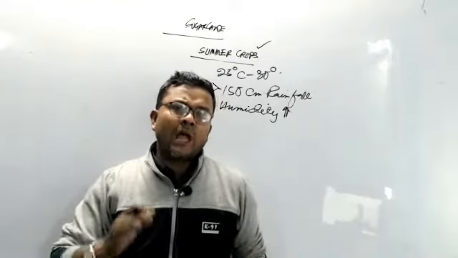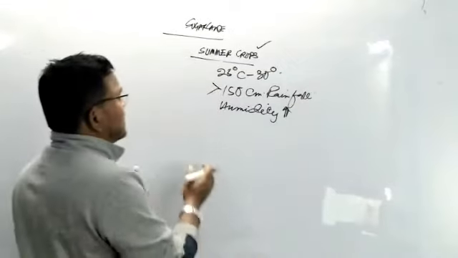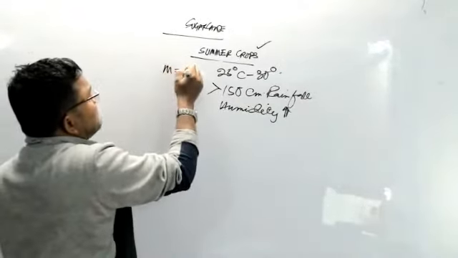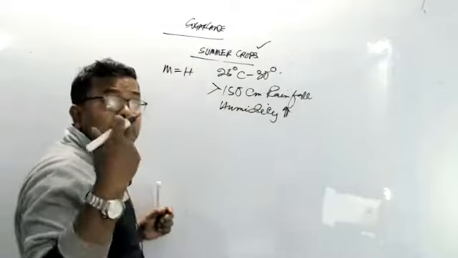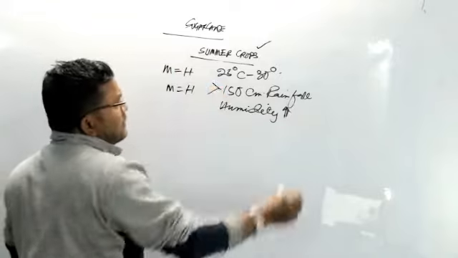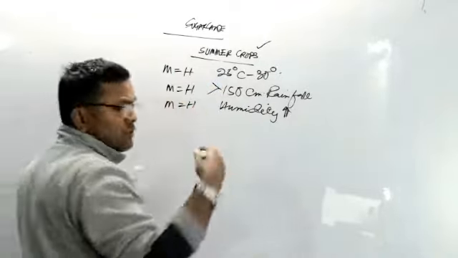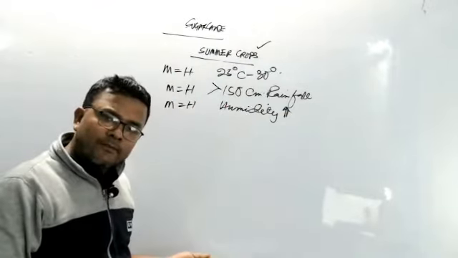Sugarcane needs moderate to high temperature. Sugarcane needs moderate to high rainfall. Sugarcane needs moderate to high humidity. This is the condition. Yes.